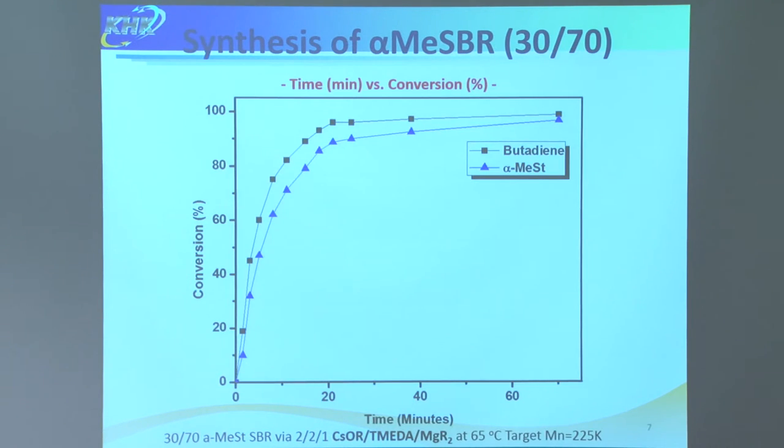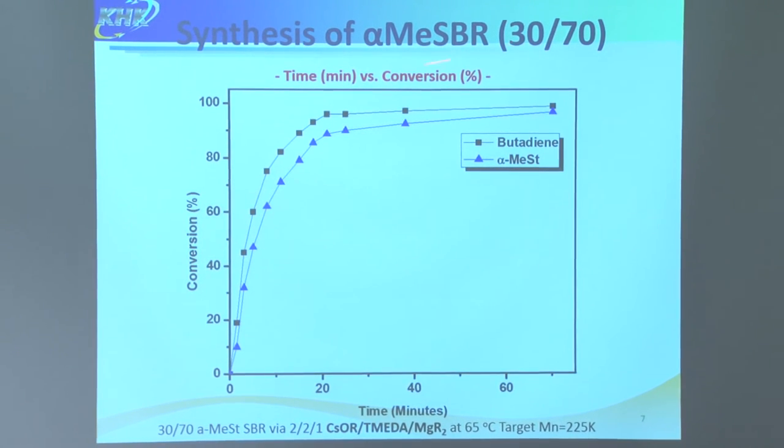Now to give you an idea, this is the conversion versus time, and this is the reactivity ratio of alpha methylstyrene and styrene, which is so low that even at low temperature you cannot make a random copolymer. However, with our system, we were able to make conversion versus time curves showing that the alpha methylstyrene and butadiene are random.